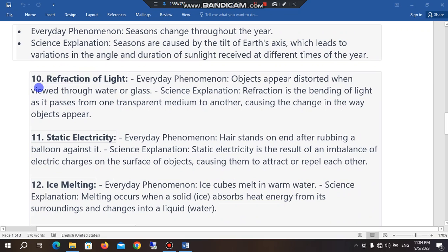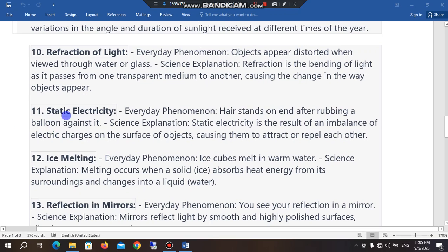Point number 10, refraction of light. Everyday phenomenon. Objects appear distorted when viewed through water or glass. Science explanation. Refraction is the bending of light as it passes from one transparent medium to another, causing a change in the way objects appear.